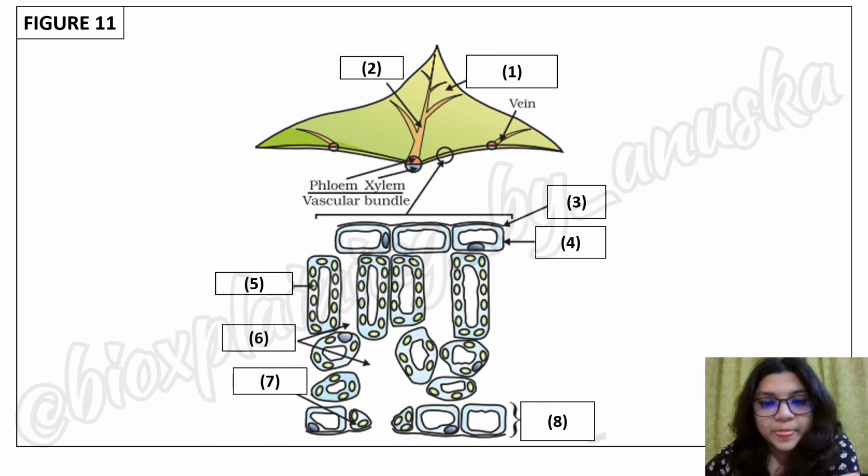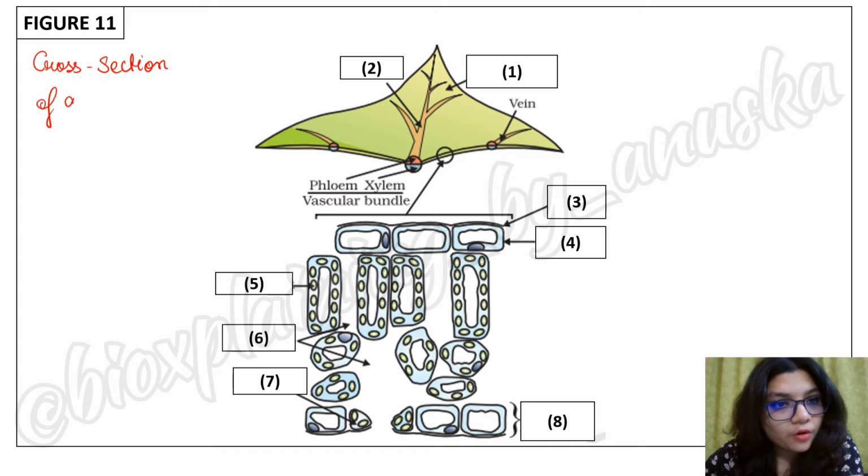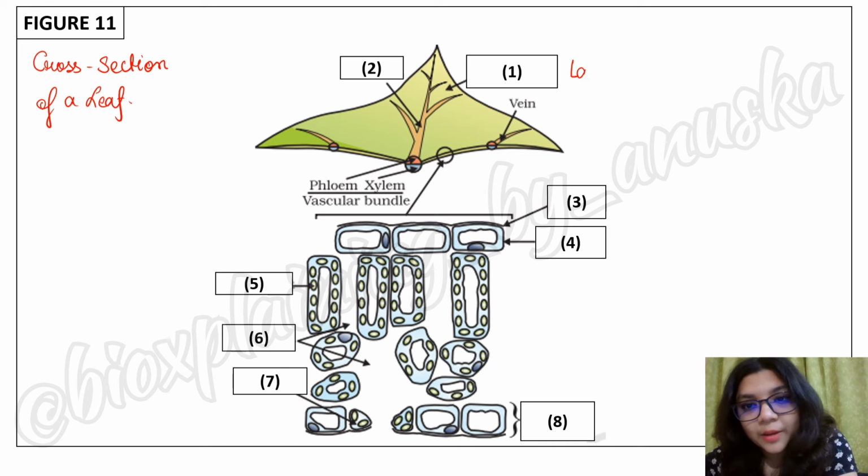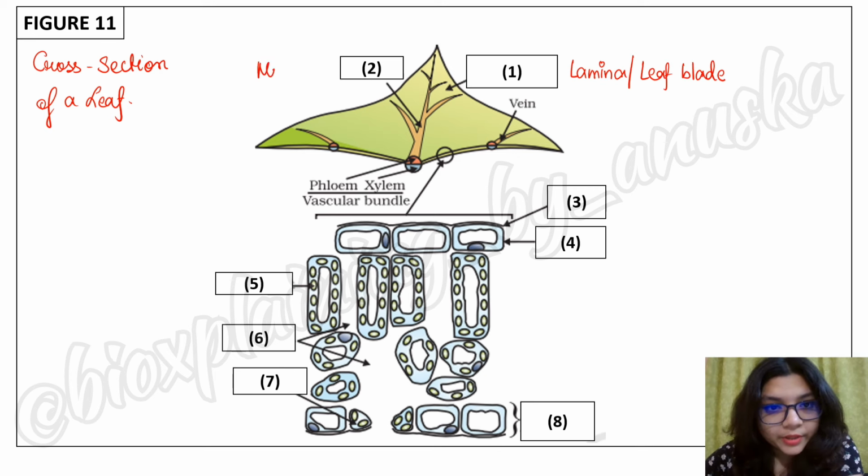Okay, let's see. So what is this? First of all, this diagram shows the cross section of a leaf. Cross section of a leaf. Part 1 shows the lamina, which is also known as the leaf blade. Part 2 is the midrib.